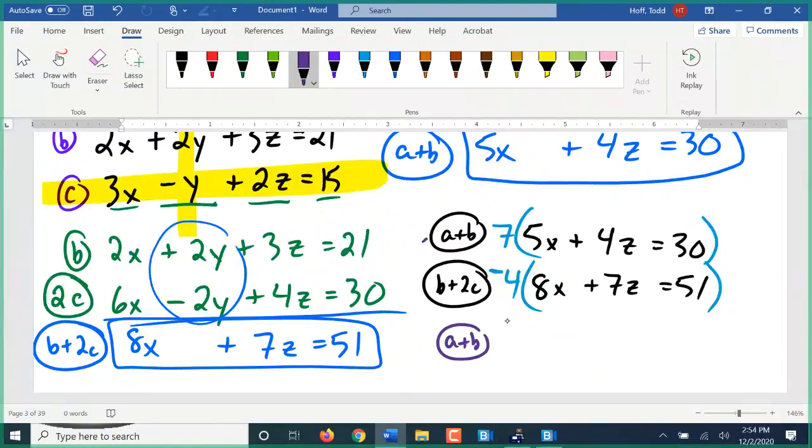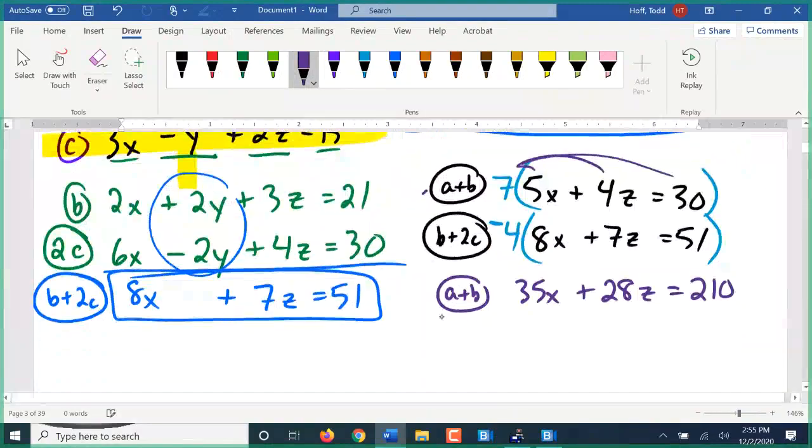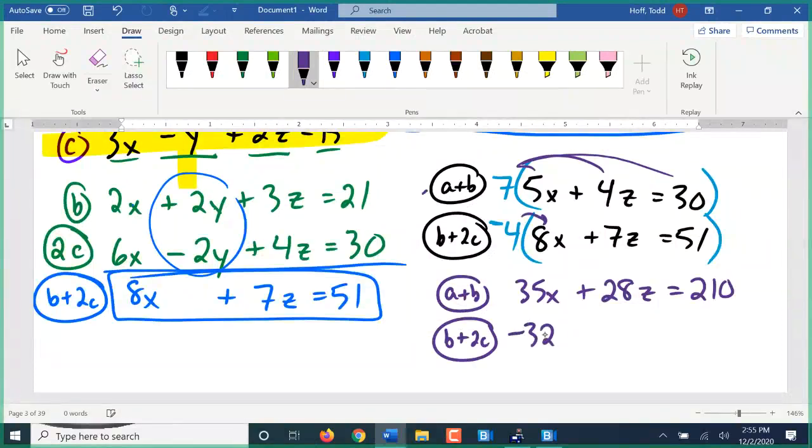7 times 5x is 35x. 7 times 4z is 28z. Equals 7 times 30 is 210. The bottom equation, my b plus 2c. Negative 4 times 8 is negative 32x. Negative 4 times 7z is a negative 28z. Equals negative 4 times 51 is a negative 204.